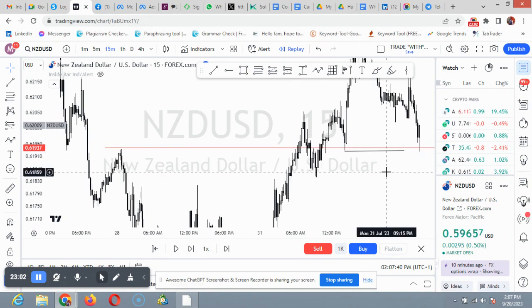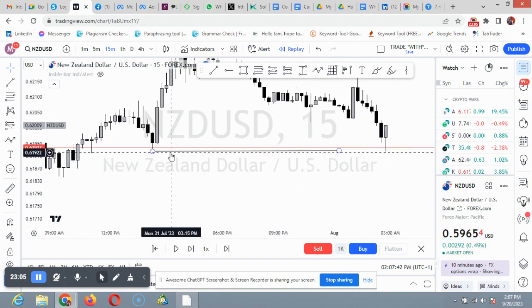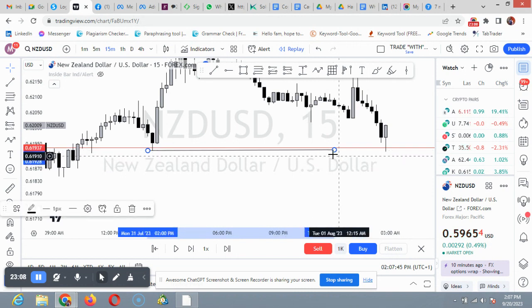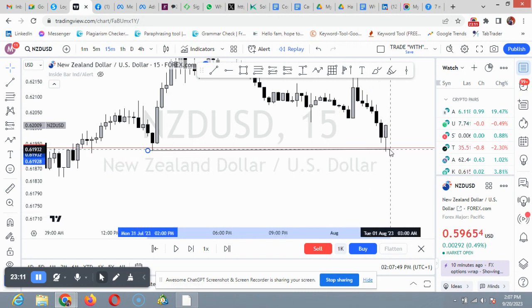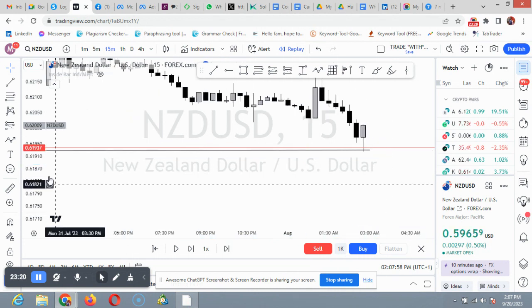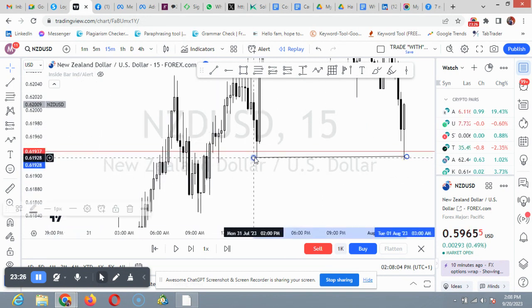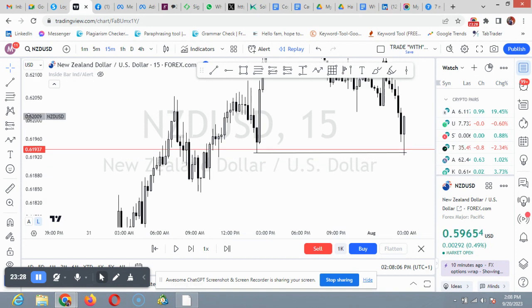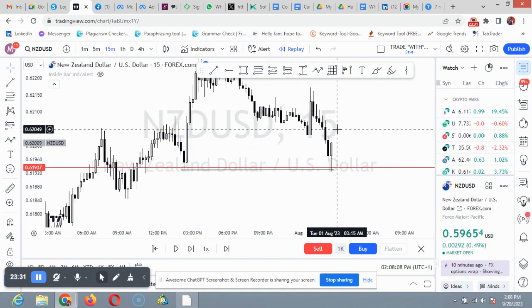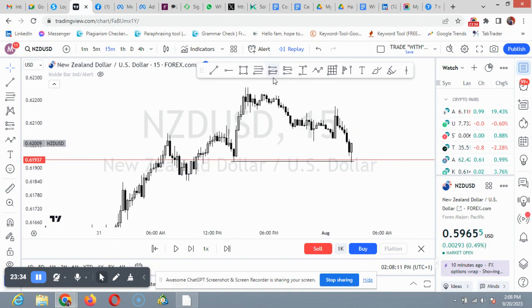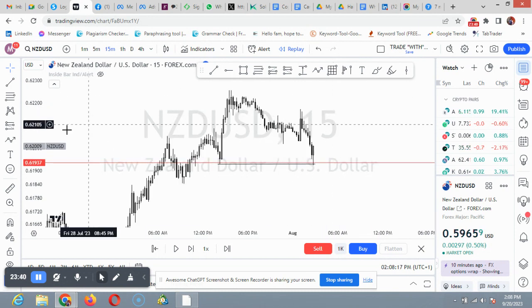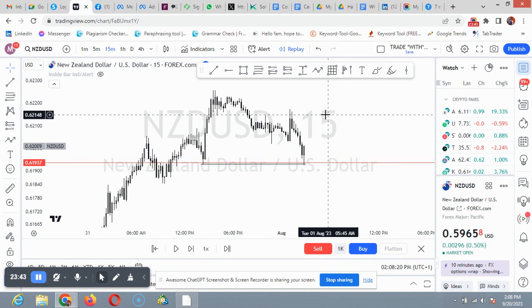All right. So you can see here it has broken it. You can see clearly that it has broken it, right? You can see that it broke it with a wick. Whether it's a wick or a body doesn't really matter. Whether it breaks it with a wick or a body, it doesn't really matter. So now all we have to do here is to find our entry opportunity. So once this low is taken, we just find our entry opportunity.